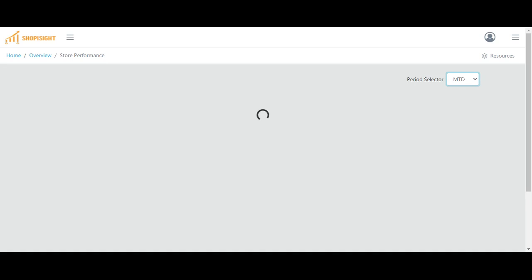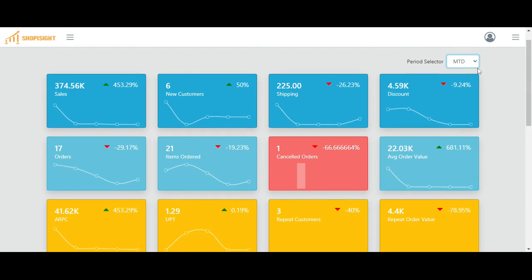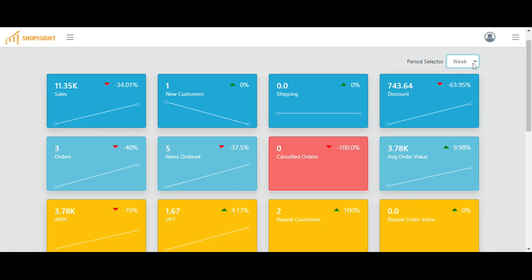Here we see the same information for this particular month to date. This information can also be viewed for this particular week. And also for the preceding 2 years in order for ease of comparison.